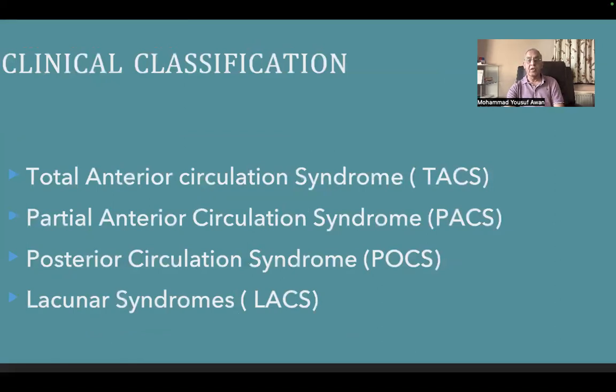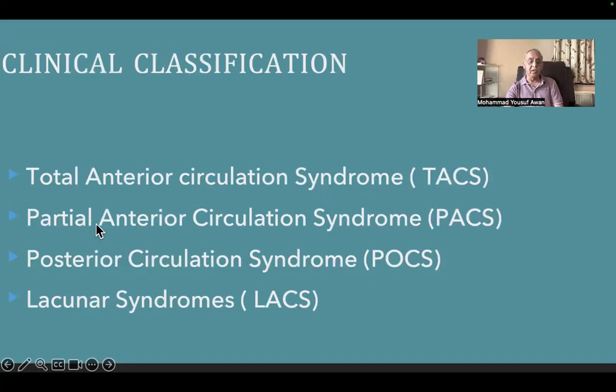The clinical classification of these circulatory defects is, as I mentioned earlier, that there will be total anterior circulation syndrome when both the anterior and middle cerebral arteries are involved. A blockage in the common carotid artery affects the circulation in the territories of the anterior cerebral artery and middle cerebral arteries. This is called total anterior circulation syndrome. We'll discuss the signs shortly.